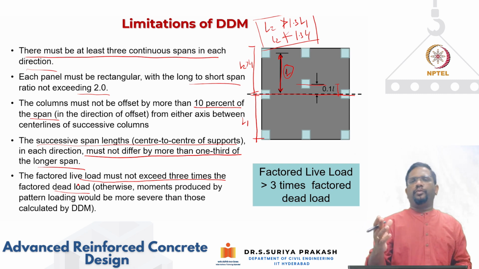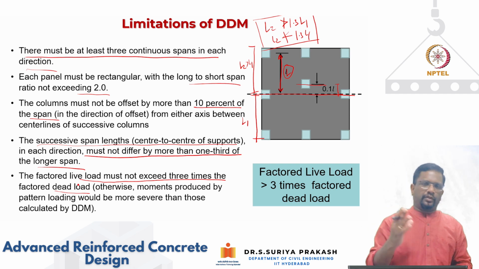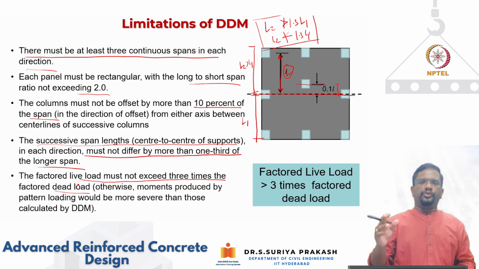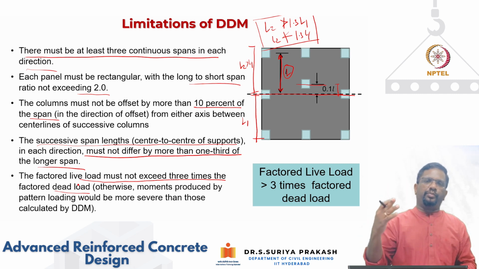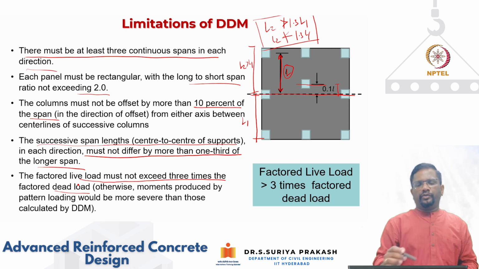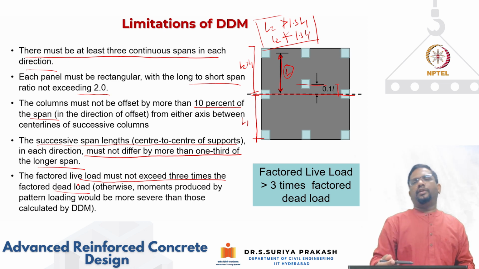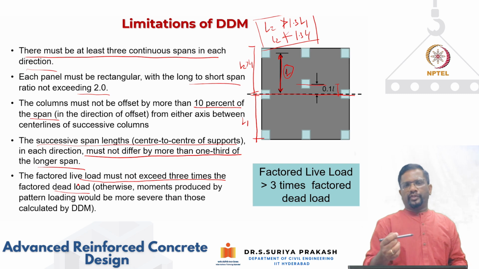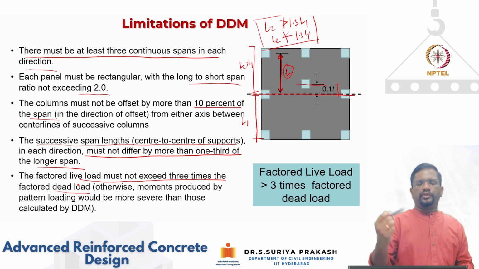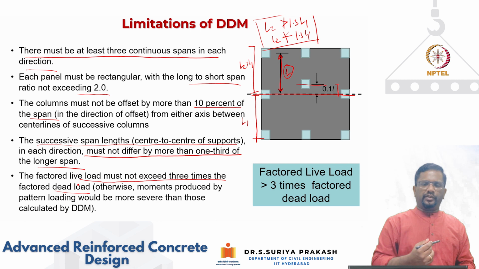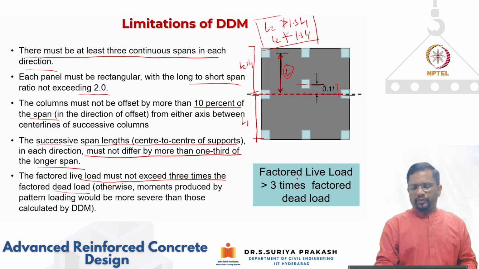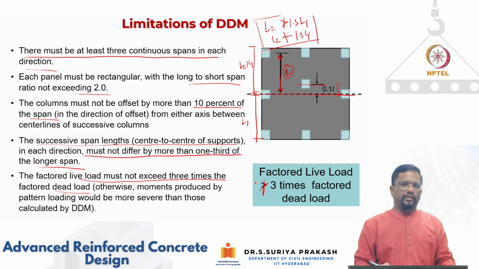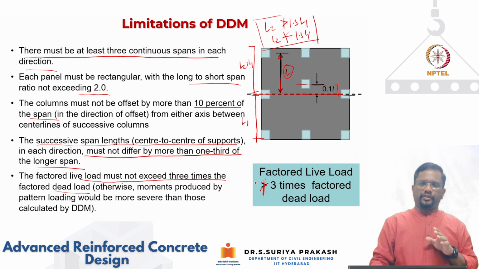But if your live loads are much higher, then you have the pattern loading concept. You have to position the live load at different locations to find out where you will produce the maximum moment envelope. That kind of pattern loading is not considered in the direct design method coefficient derivations. So if your live load is more than 3 times the dead load, then you cannot use the direct design method. So the factored live load cannot be greater than 3 times the factored dead load. These are the limitations.